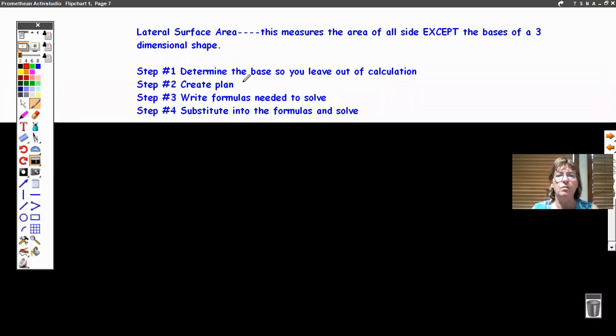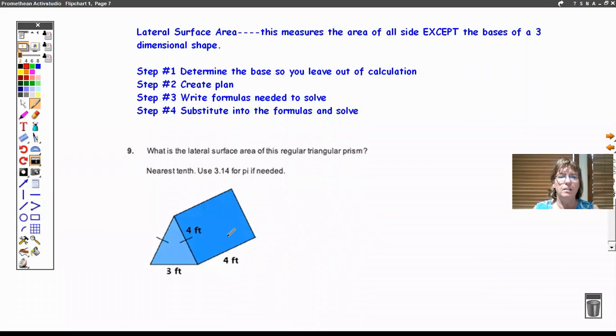So the first thing you have to do is determine the bases so you can leave them out of the calculation. That's the first thing you have to do, which ones are the bases, because I don't want the bases in this calculation. Then create your plan, then write the formulas needed to solve, and then substitute and solve. So if we take a look at this, the lateral surface area, here's what we need to do.